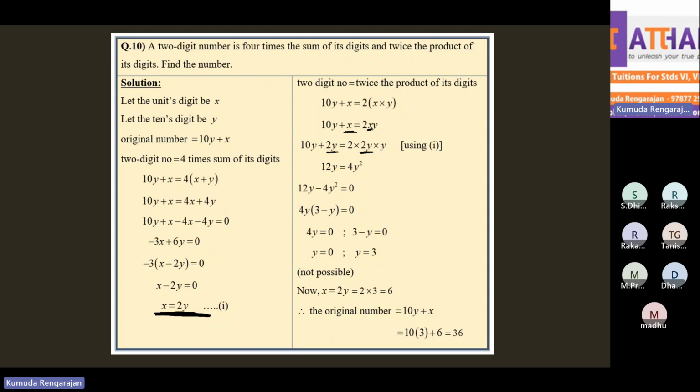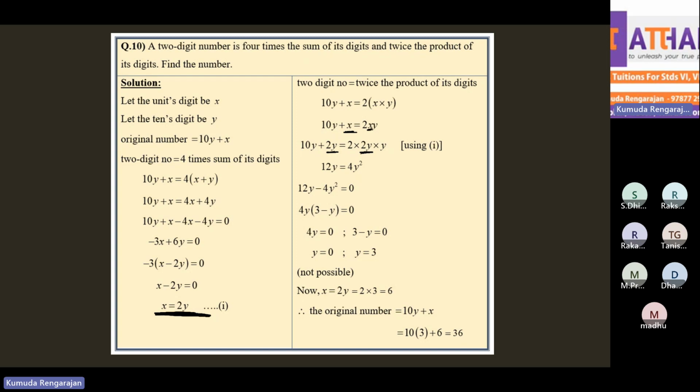Here we get 10y plus x is equal to 2xy. What I do is I know x is equal to 2y from the first one, and in the second equation, wherever there is x, I use 2y. So 10y plus x, which is 2y, gives 12y, is equal to 2 into 2y into y. You get 12y is equal to 4y square, correct?